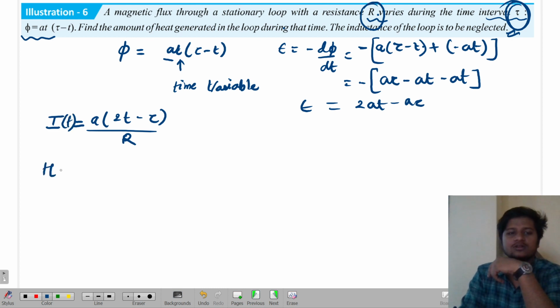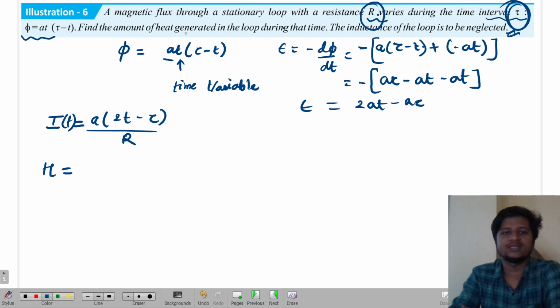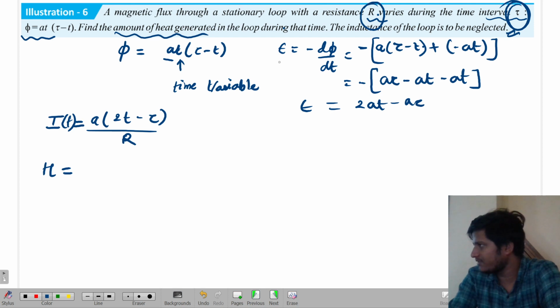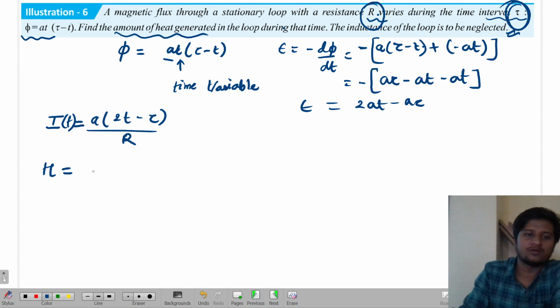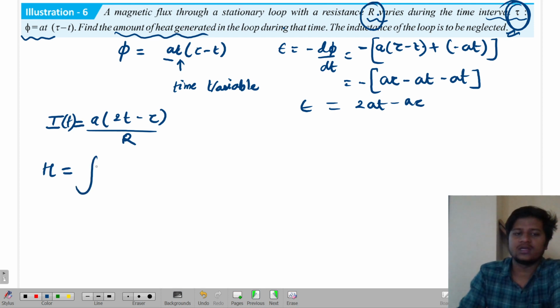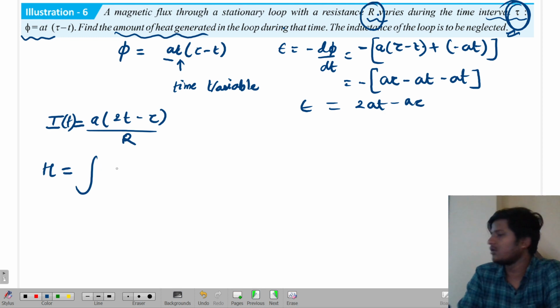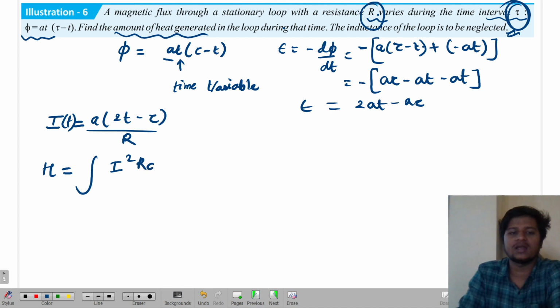So, if current is also time variable, total heat generated is asking. What is the amount it is asking? It is not asking the heat at that instant. What it is asking? Total amount of heat. So there will be integration or not? Yes or no? You have the formula of heat as what? I square R into dt. Got or not? Now, this integration will happen from where to where?